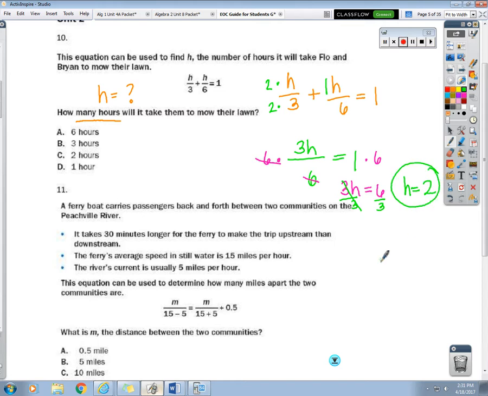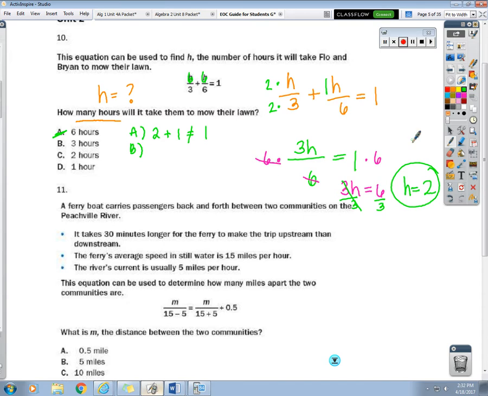Now, even if you did not know how to add those and solve for H, you could have just plugged in your answer choices, okay? Starting with A. Please pay attention. If you plug in A, which is 6, right here and right here, what's 6 over 3? What's 6 over 6? Is 2 plus 1 equal to 1? No, so A does not work.